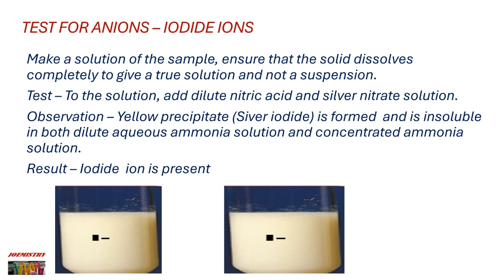Test for anions, iodide ions. Make a solution of the sample. Ensure that the solid dissolves completely to give a true solution and not a suspension. Test. To the solution, add dilute nitric acid and silver nitrate solution. Observation. A yellow precipitate, silver iodide, is formed and is insoluble in both dilute aqueous ammonia solution and concentrated ammonia solution. Result. Iodide ion is present.